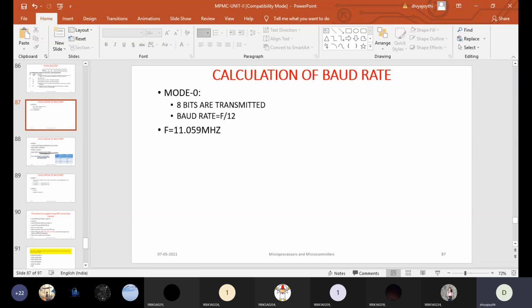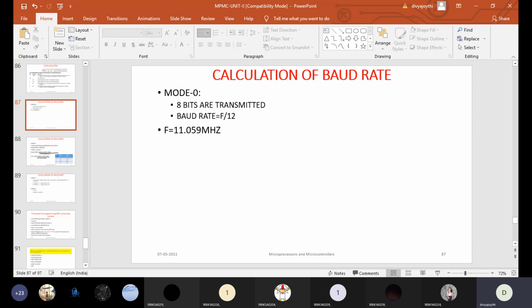And if you remember, for mode 0 and mode 2 there is a predefined baud rate, but for mode 1 and mode 3 the baud rate is going to vary. So how does it vary, and how do we calculate the baud rate in each mode? That we will see in today's class. First, looking at mode 0, the input to select mode 0 is 00. At the D7 and D6 places, you need to give 0, 0. When you have selected 0, 0, then mode 0 of the serial port is selected.